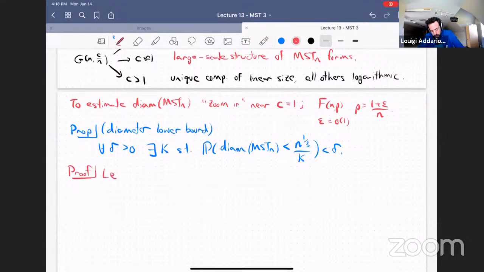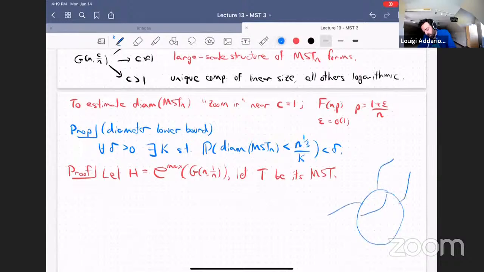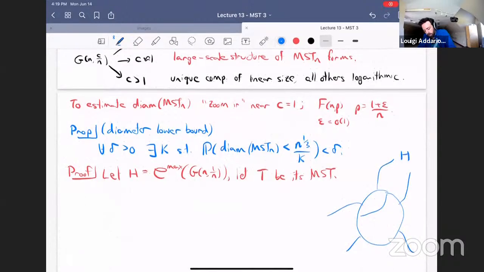So let H be the largest component, I'll say C max, of G n one over n. And I'll let T be its minimum spanning tree. So T is the component of F n one over n with the same vertex set as H. Here's the component, right? So this is H, and its minimum spanning tree is something that looks like H but doesn't have cycles. So maybe it's that, right? So I've broken the cycles there and there.